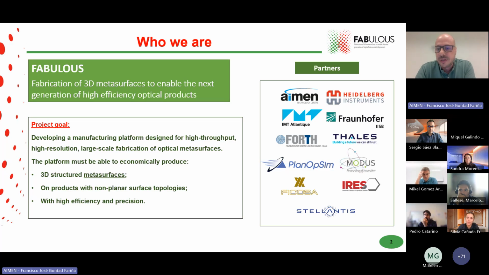PlanOpSim helps with the simulation of the structures, with the definition of the structures designed for the metasurfaces, together with Forth. And Modus helps with the dissemination and communication activities, while Iris is in charge of the life cycle analysis of all the developments that are carried out in the project.